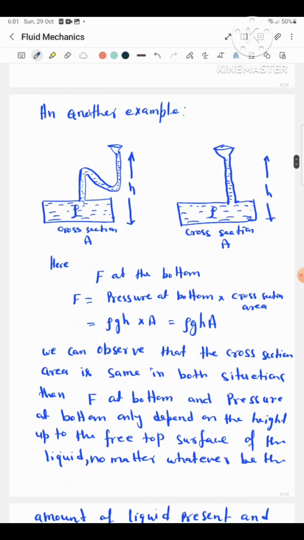Consider another example. I have created a situation in which I have made a funnel-like shape, and in this the funnel is straight, but the height from the point of reference of the liquid filled in the funnel is the same.